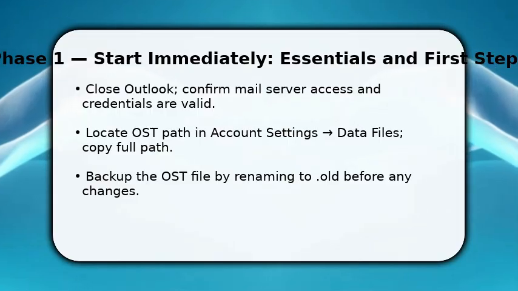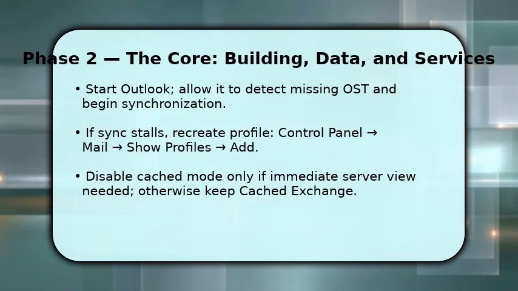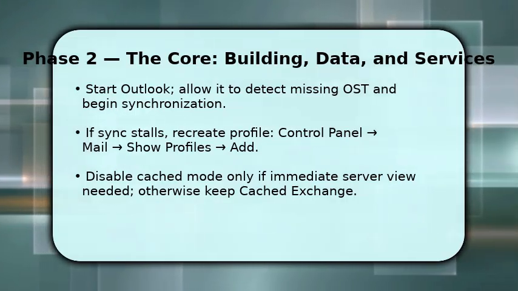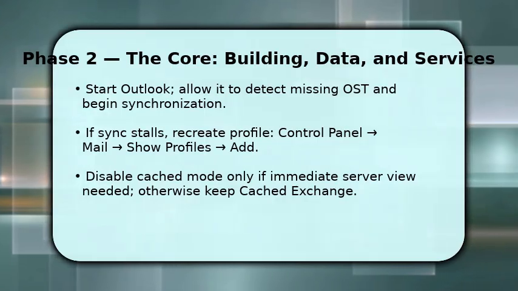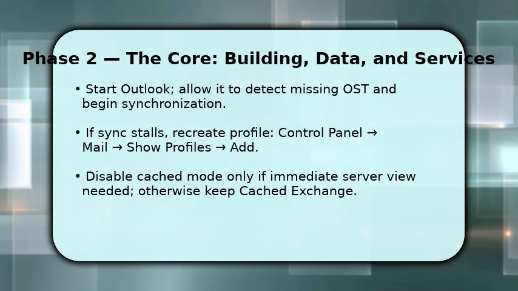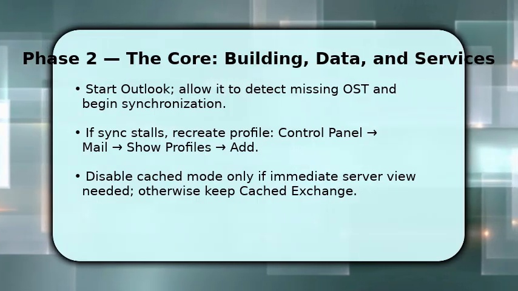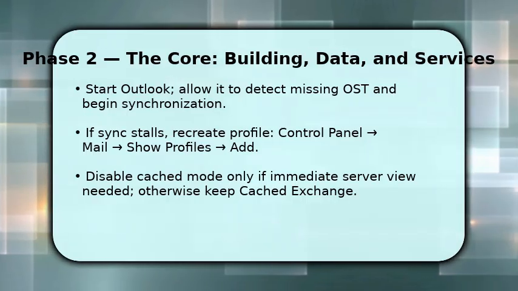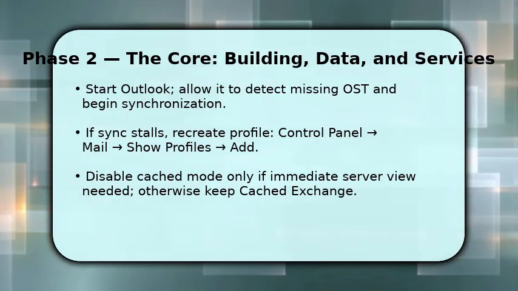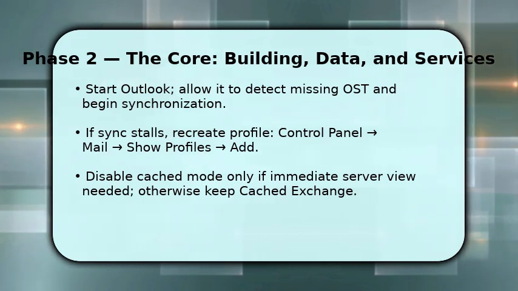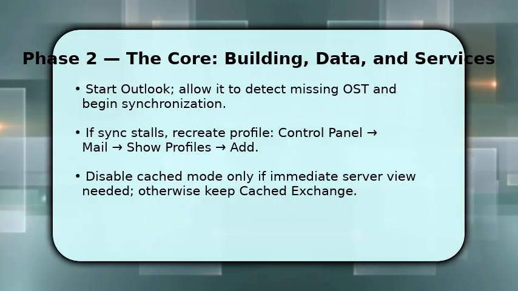Now force Outlook to create a fresh OST. Launch Outlook while connected to the network and let it detect the missing file. Synchronization begins automatically. If Outlook doesn't start cleanly or sync stalls, recreate the profile via Control Panel, then Mail, then Add Profile, re-add your account, then start Outlook. Make sure Cached Exchange Mode is configured as required. This controls what Outlook downloads. These steps replace a corrupted OST with a new local copy that mirrors the mailbox on the server.